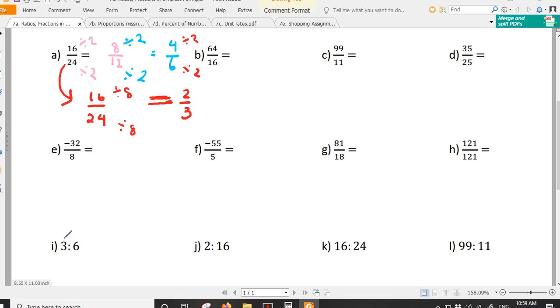Well, 3 to 6. What if I divide both sides by, let's say, 3? So 3 divided by 3 is 1, and 6 divided by 3 is 3. So that means if there's 3 apples and 6 bananas, that means for every one apple, there are 3 bananas.